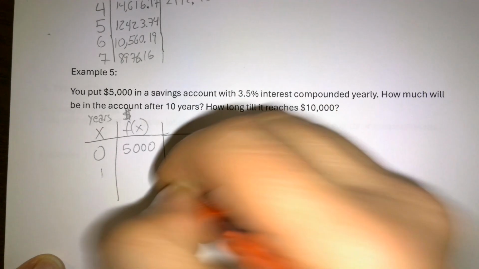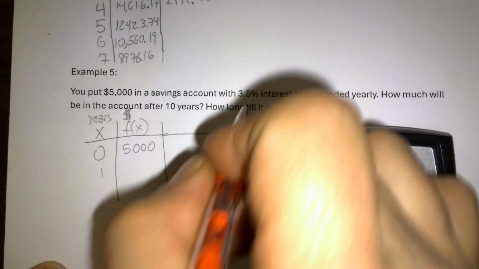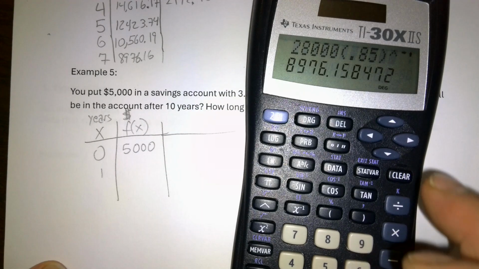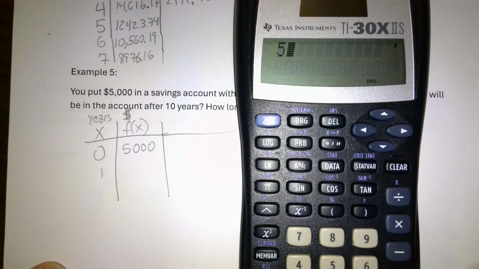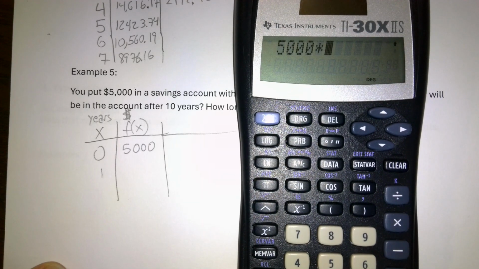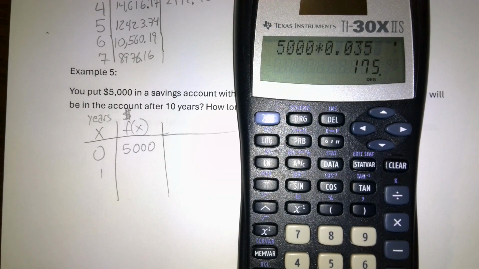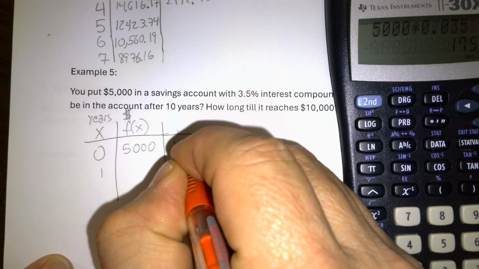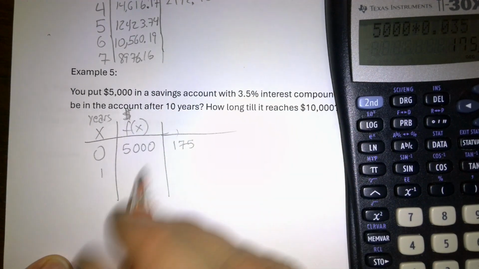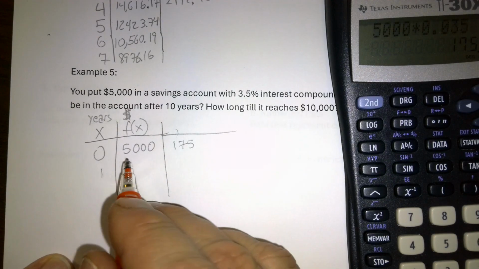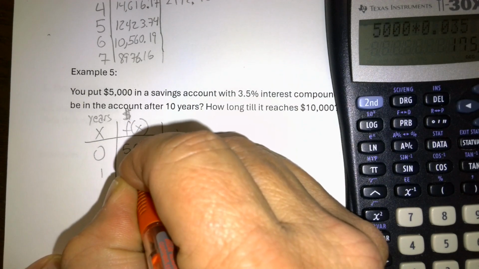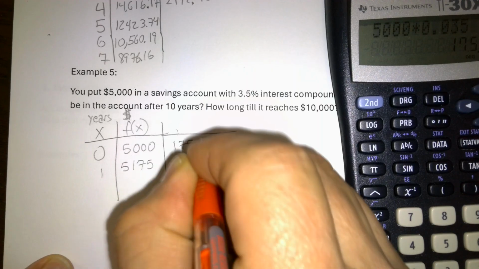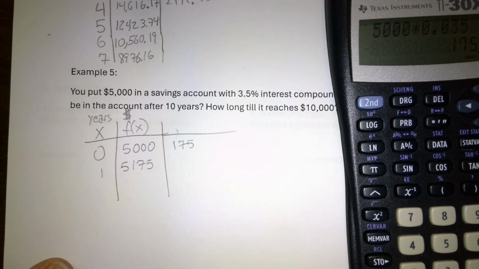So I'm going to make a third column again, and we need to know what is 3.5% of 5,000. So we'll put in our 5,000 times 0.035. That is 3.5% as a decimal. You make $175. That's how much they pay you for keeping that money for a year. So that 175 is going to get added into your account. They pay you that. Now you have $5,175.